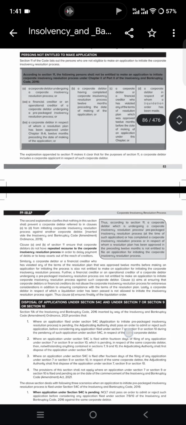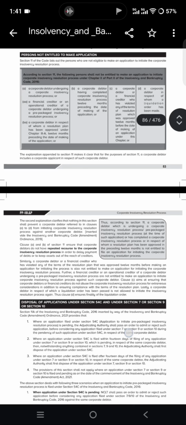So under chapter 3A, a resolution plan is admitted of company A, and company A again wants to initiate, it cannot initiate. Corporate debtor having completed the CIRP 12 months back. So chapter 3 has been completed 12 months back and CIRP also completed 12 months back, and CIRP is undergoing, PPIRP is undergoing. 4 points. Corporate debtor or financial creditor who has violated any of the terms of our resolution plan which was approved 12 months before the date of making of an application under the chapter.